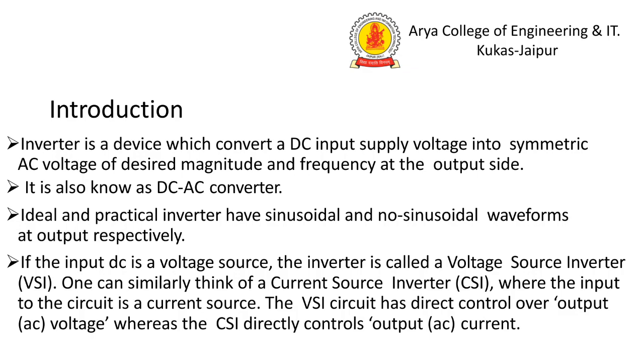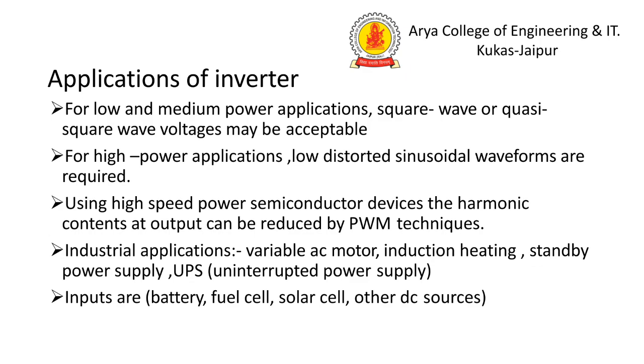If the input DC is a voltage source, the inverter is called a voltage source inverter, VSI. One can similarly think of a current source inverter, CSI, where the input to the circuit is a current source. The VSI circuit has direct control over output AC voltage, whereas the CSI controls output AC current.